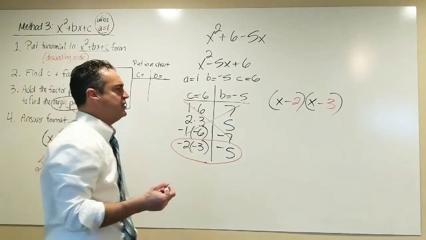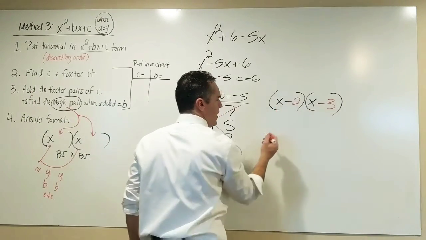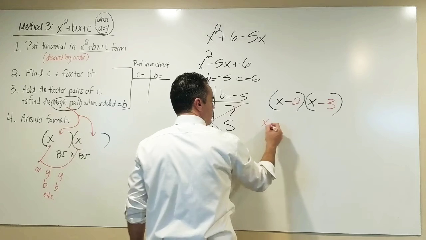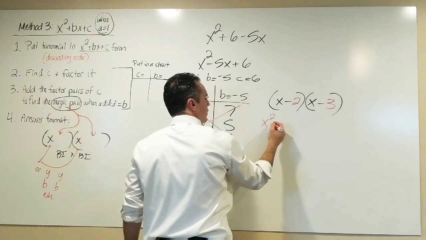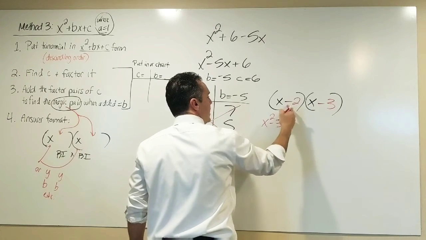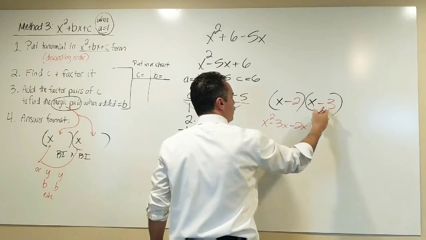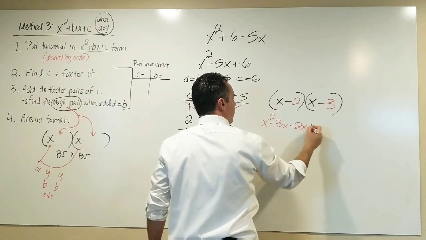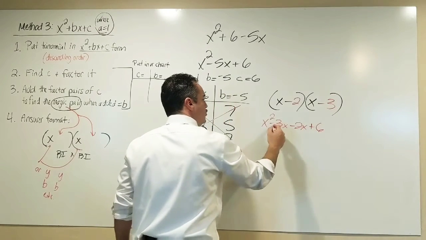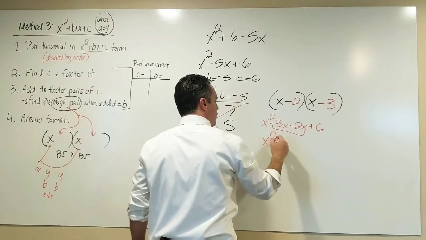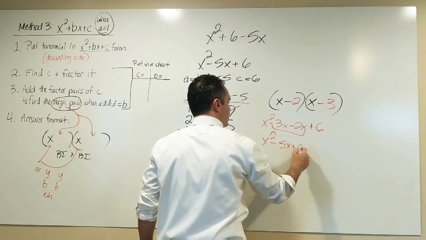Let's multiply it out and see if we did it right. X times X makes, Nicole? X squared. X times negative 3. Negative 3x. Negative 2 times X? Negative 2x. And negative 2 times negative 3 makes? Positive 6. Very good. And these two can combine, so we get X squared minus 5X plus 6.